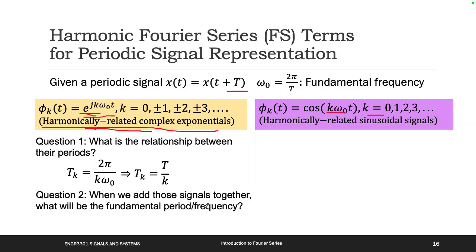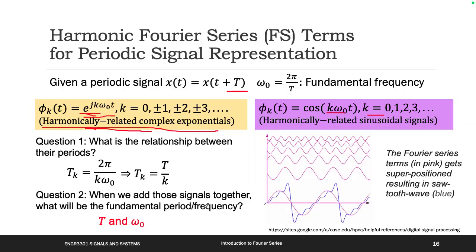So for k, if k is 0, we are just left with one atom, which means the period is just that atom. That makes sense to you? Yes, it's T, and the fundamental will be omega naught. So for this you just add for one specific component. Okay, then the Fourier series terms in pink get superposed, resulting in a sawtooth wave.